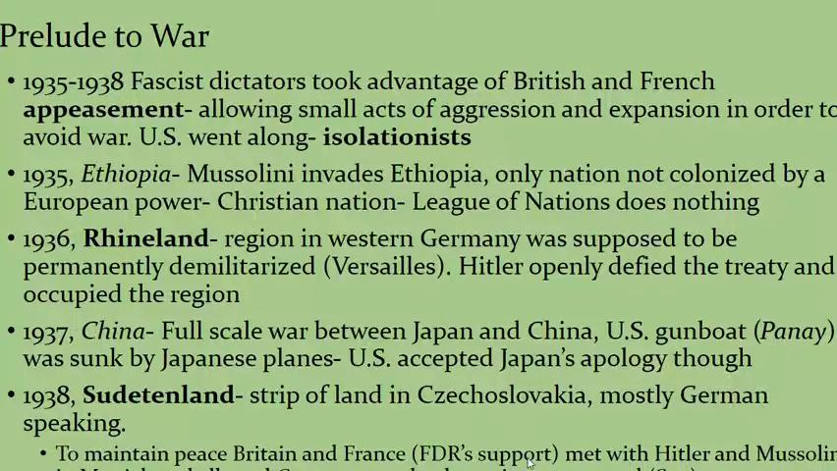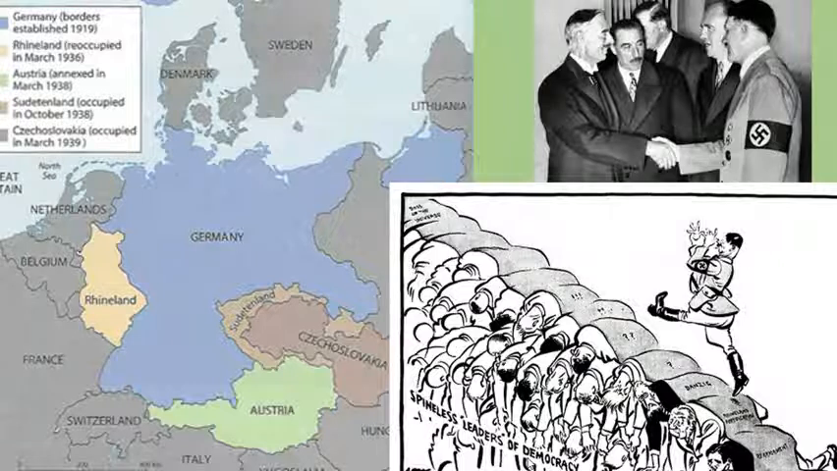To maintain peace, Britain and France, and FDR kind of says, yeah, that sounds good to me, met with Hitler and Mussolini in Munich and basically said, okay, you can have the Sudetenland, but that's it. You need to stop these acts of aggression. And Hitler, you can imagine, kind of laughing at me, like, okay, whatever you say. So here you can see the Sudetenland. It's just this tiny strip all the way around Czechoslovakia. Most people there do speak German.